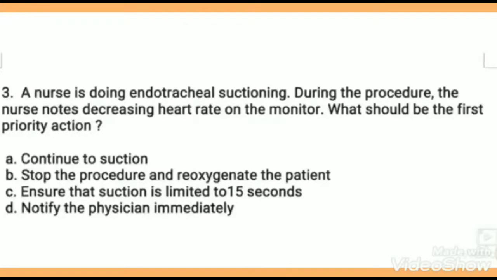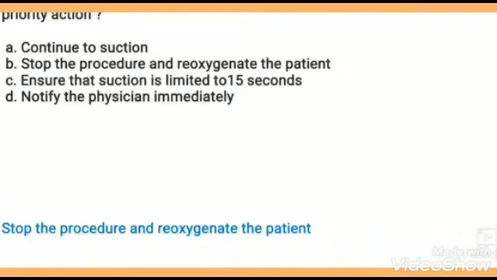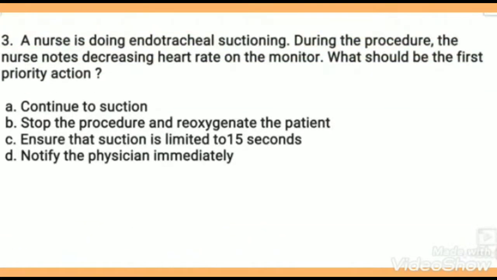So, the correct answer: the first priority action of the nurse is to stop the procedure and reoxygenate the patient. This is because suctioning can in fact stimulate the vagus nerve, that is the 10th cranial nerve, which in turn slows the heart rate and causes blood pressure to drop.